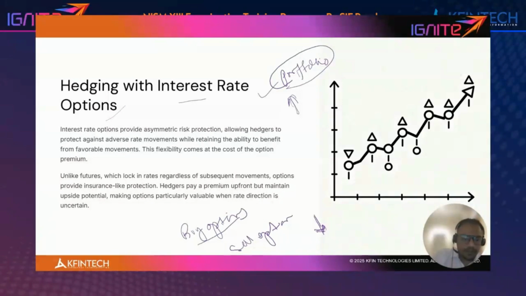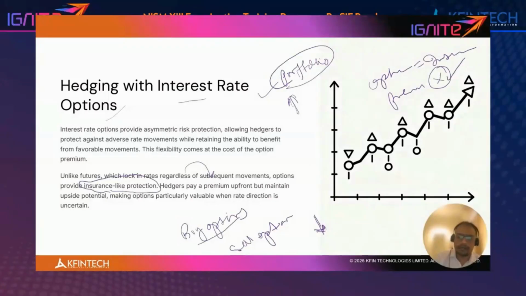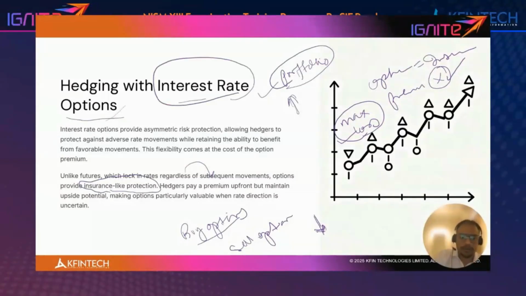So unlike futures which lock in rates regardless of subsequent movements, options provide insurance-like protection. In the last chapter, interest rate options, we started discussing that an option is similar to an insurance where you pay a premium and then you forget it, because that is the maximum loss that you can have on the option. We'll see this in detail in the coming calculations. But for now, just understand that you can also use options to hedge your exposure, as we saw in chapter number 4.